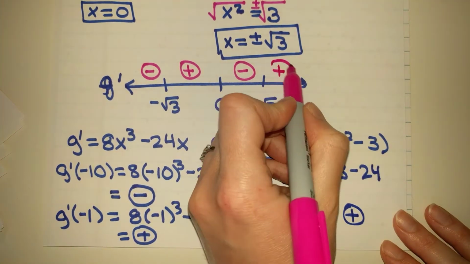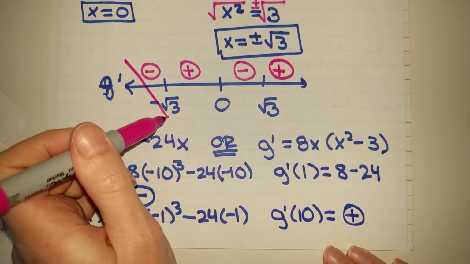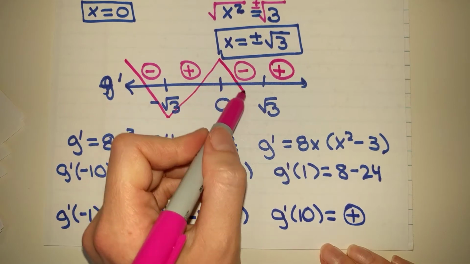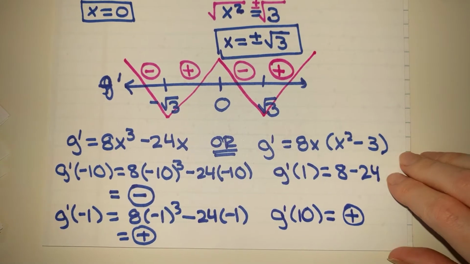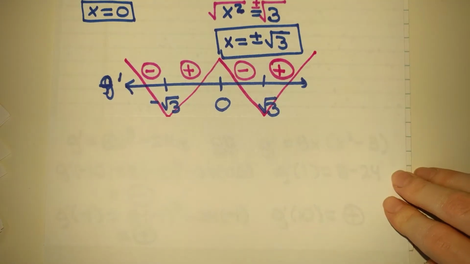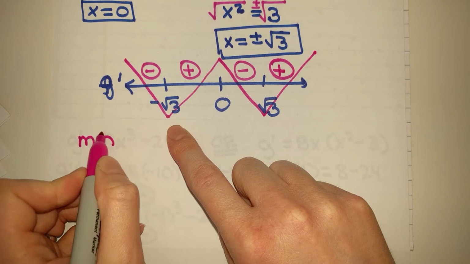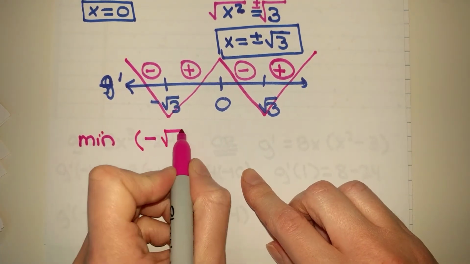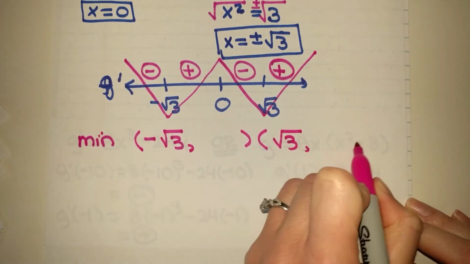From there, we notate that the negative tells us that we are decreasing, positive, increasing, negative, decreasing, positive, increasing. So to summarize what our results are, what we have here is a relative minimum at negative square root of 3 and also at square root of 3.